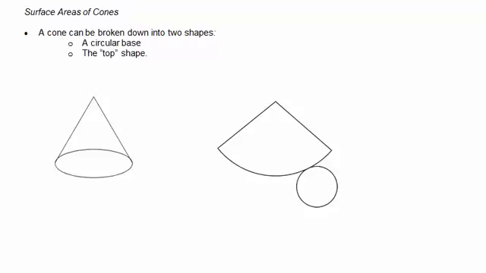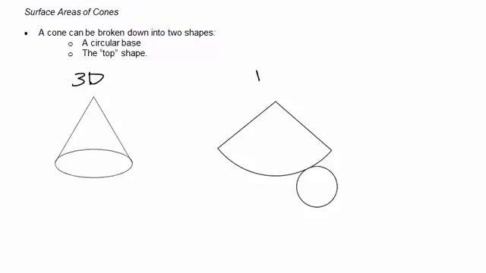This is the continuation of Unit 4, Day 5, Surface Area of Pyramids and Cones. So to look at the surface area of cones, we need to realize that a cone can be broken into two shapes. Its circular base and then the top shape. So this is a 3D model of a cone.